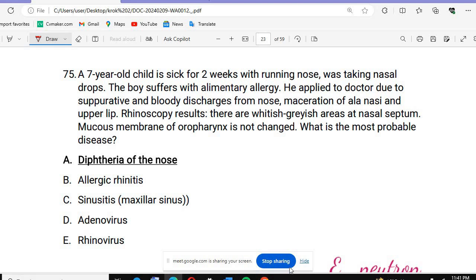A 7-year-old child is sick for 2 weeks with a running nose. Was taking nasal drops. The boy suffers from alimentary allergy. He applied to the doctor due to suppurative and bloody discharge from the nose.